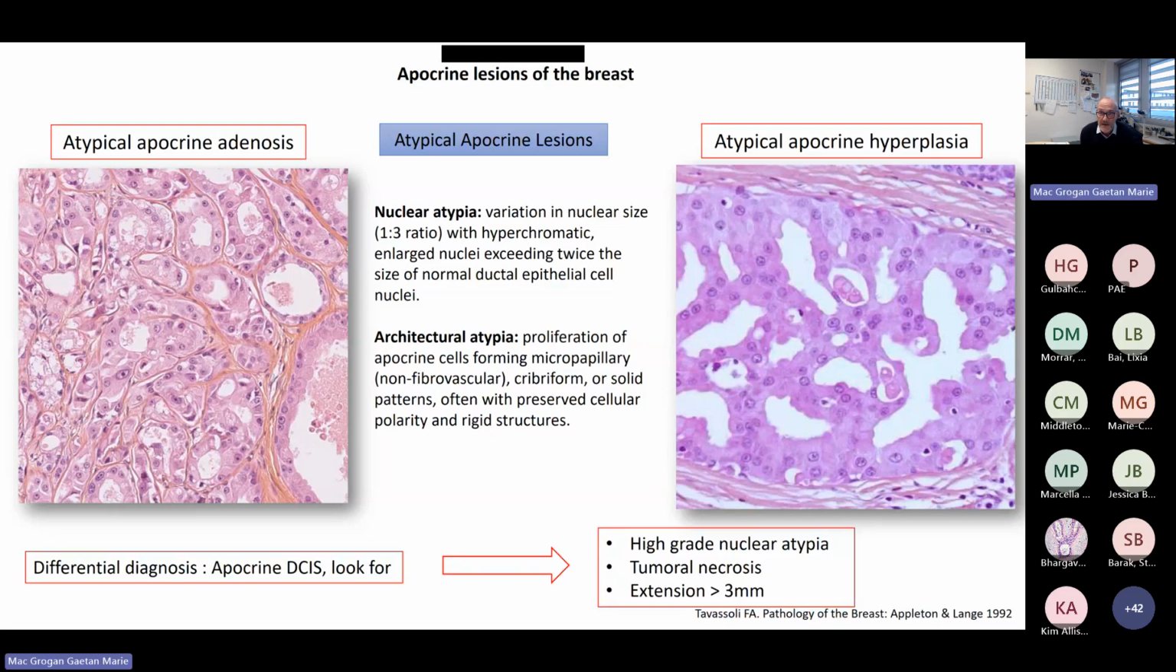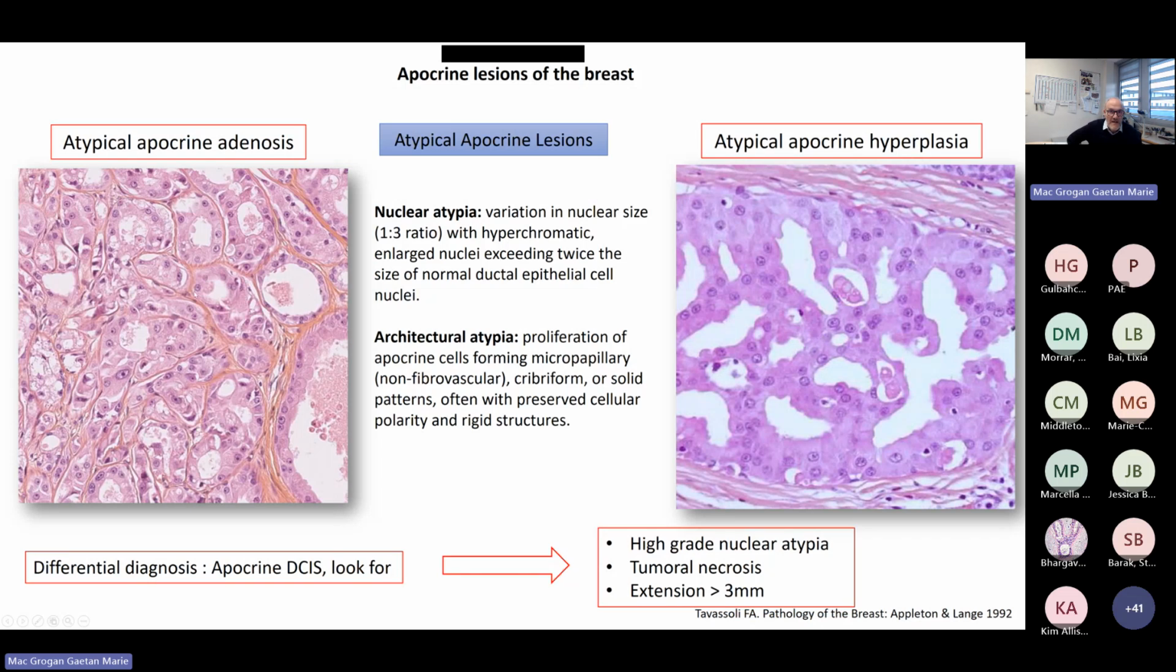Let's move on to atypical apocrine lesions. Atypia in apocrine lesions can be of nuclear type or architectural type. Concerning nuclear atypia, we would see in these lesions a variation in nuclear size from 1 to 3, with hyperchromatic enlarged nuclei exceeding twice the size of normal ductal epithelial cell nuclei. Architectural atypia would be a proliferation of apocrine cells forming micropapillary structures, cribriform or solid patterns, often with preserved cellular polarity and rigid structures.